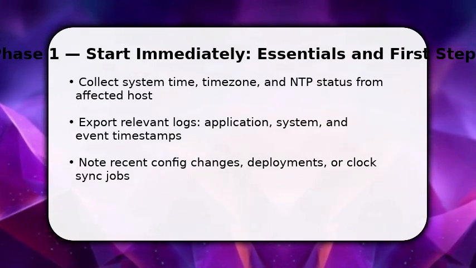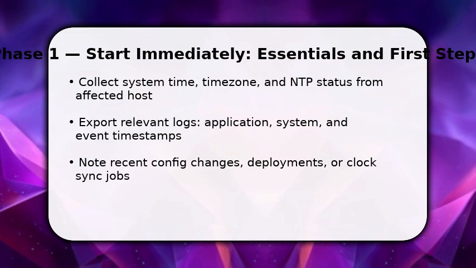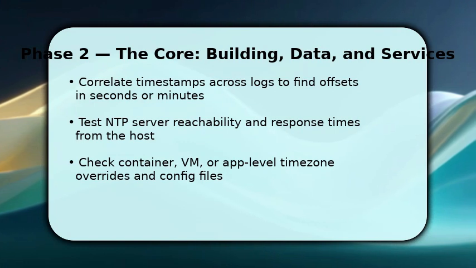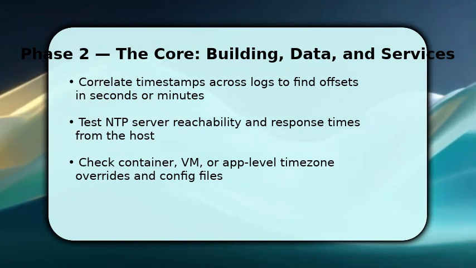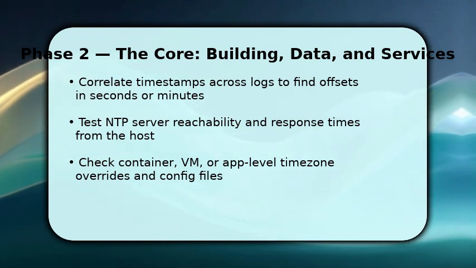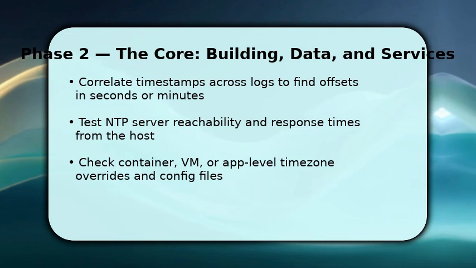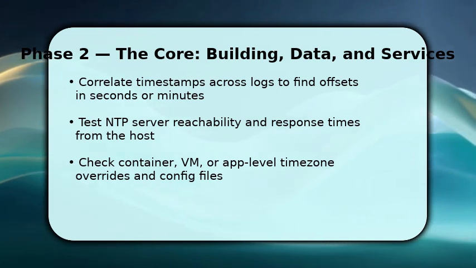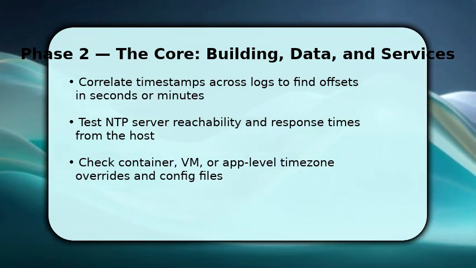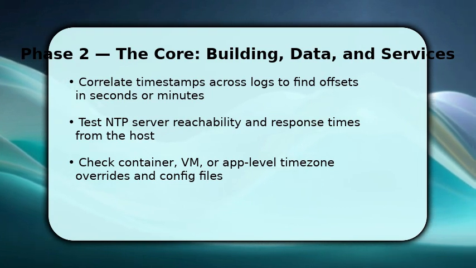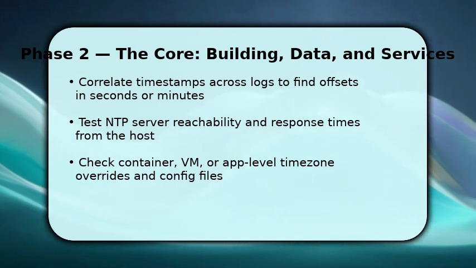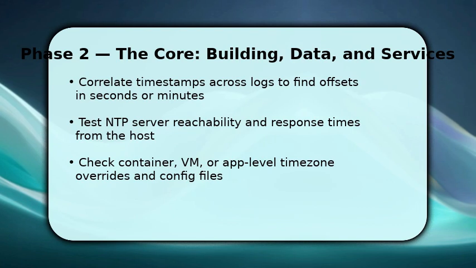Next, compare timestamps between logs and a trusted source to quantify the offset, seconds, minutes, or hours, which tells you if drift or misconfiguration is at fault. Then verify NTP server reachability and exchange quality. A reachable but failing NTP gives different fixes than unreachable servers. Also inspect container, VM, or application time zone overrides and config files, because local app settings often mask system sync issues. Once isolated, you choose whether to adjust sync, config, or code.